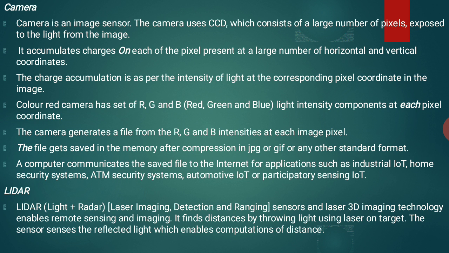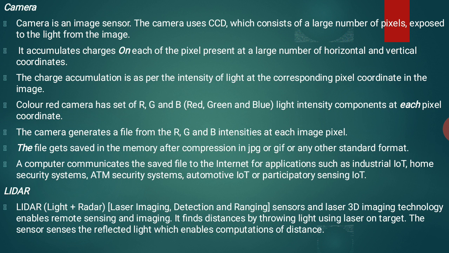By using these LiDAR sensors and laser 3D imaging technologies, we are enabling remote sensing and imaging. We are identifying the remote object by sensing and also identifying the imaging. It finds the distance by throwing light using a laser on the target. So how does it identify? It identifies the distance by throwing the light using a laser on the target.